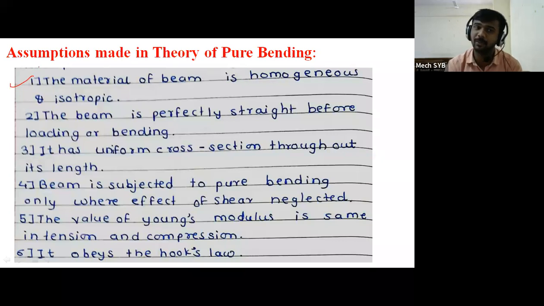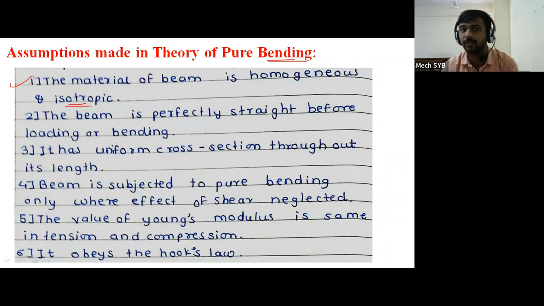So the same assumptions we have to consider for the pure bending of the beam. Now here only the structure is changed. In chapter number 4 we had a shaft, now here a beam is there. So which are the assumptions? First one, the material of the beam is homogeneous and isotropic.